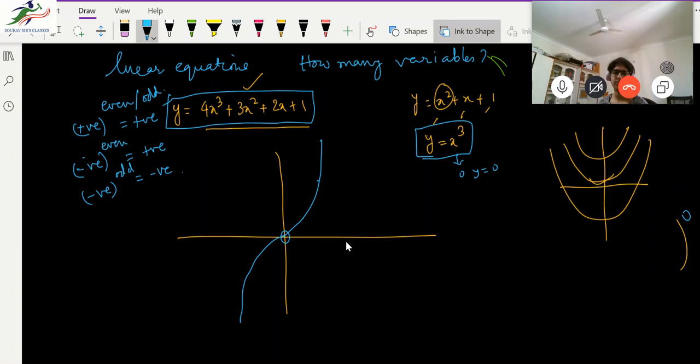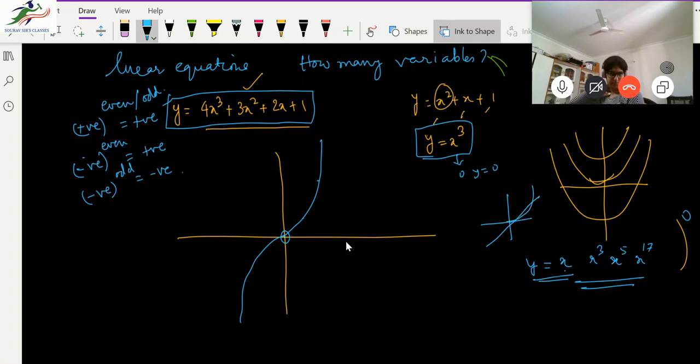So whenever you see an expression of the form y equal to x, or y equal to x cube, or y equal to x to the power 5, or x to the power any odd number like 17, all these will have both positive and negative values. When y equal to x, the curve goes like this. For x cube, the curve goes like this. For x to the power 17, the curve will go like this.